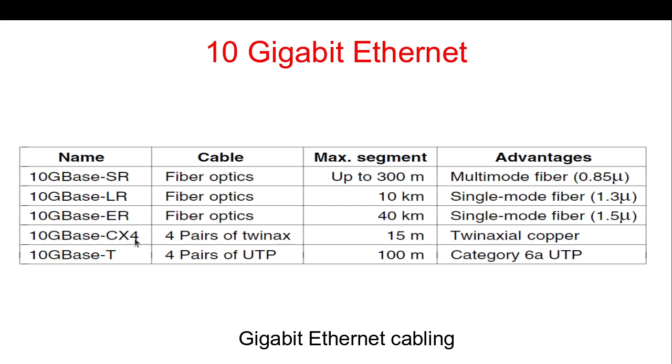The 10G base CX4 employs 4 pairs of twin axial cable, which can go up to only 15 meters, and the last, 10G base T, uses 4 pairs of unshielded twisted pairs, where the maximum segment length can be 100 meters, and Cat6 cable is used, category 6A UTP.